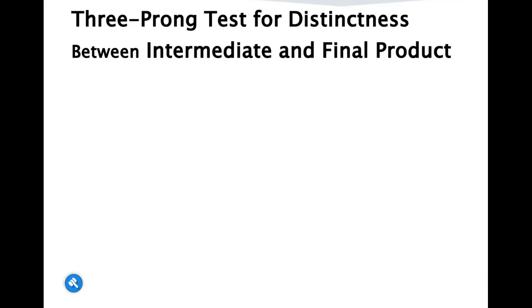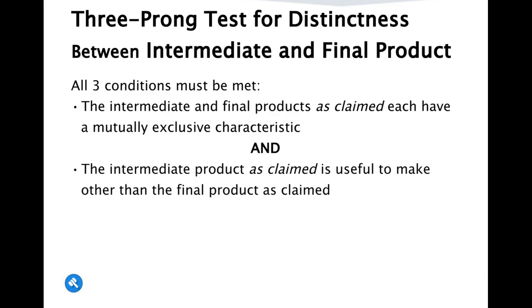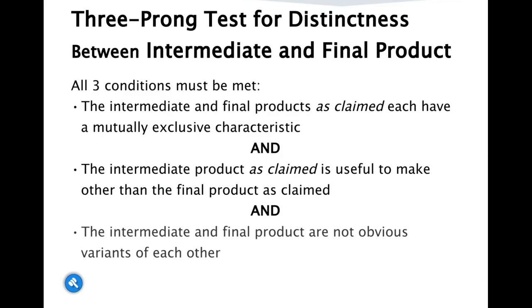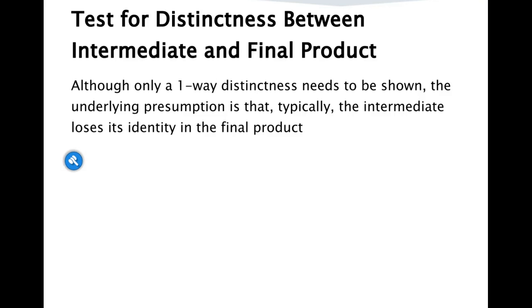Another test for distinctness that can exist in patent applications is between an intermediate and final product. This is a three-pronged test that is satisfied when the intermediate and final products, as claimed, each have a mutually exclusive characteristic, the intermediate product as claimed is useful to make other than the final product as claimed, and the intermediate and final products are not obvious variants. Although only a one-way distinctness needs to be shown, the underlying presumption is that, typically, the intermediate loses its identity in the final product.